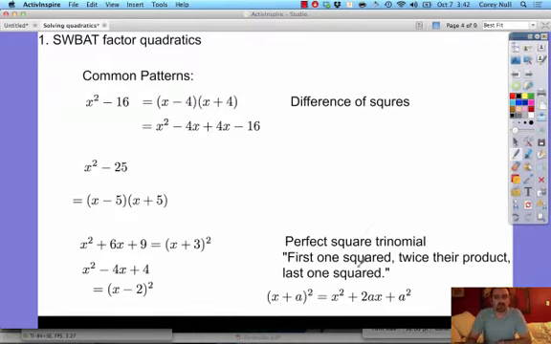It's the first one squared, twice their product, the last one squared. So if I want to FOIL out something, x plus something squared, I take the first one squared, which is x squared, 2 times ax, a and x here, plus the last one squared, which is a squared. Very good. This is a less common pattern. This pattern comes up, but you can actually get the answer to this quite easily using the first method that we looked at. This pattern, the difference of squares pattern, doesn't pop out at you the way the other one will. Okay, very nice.